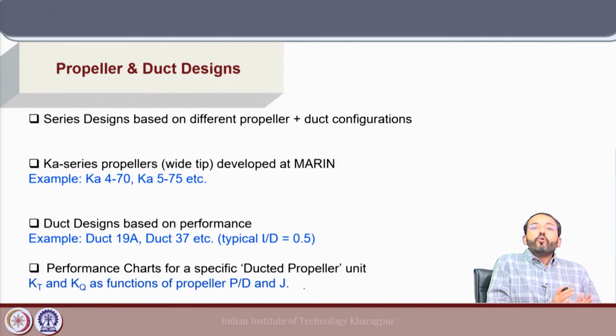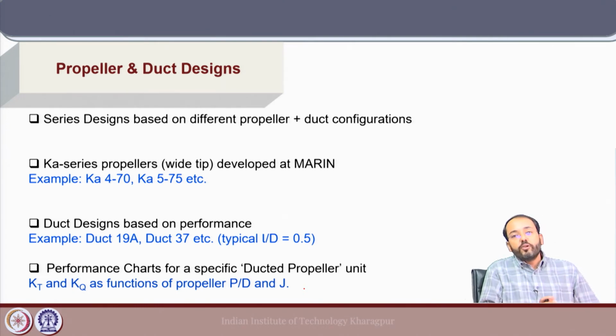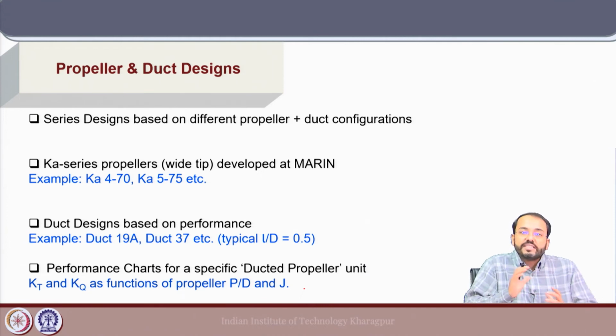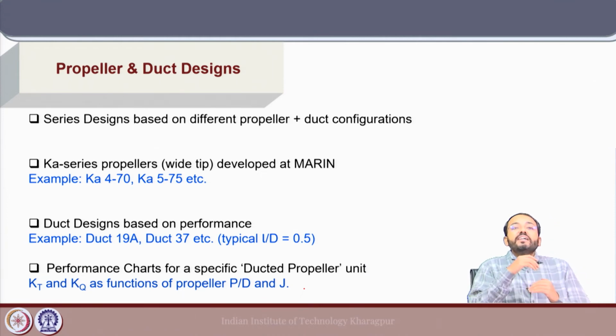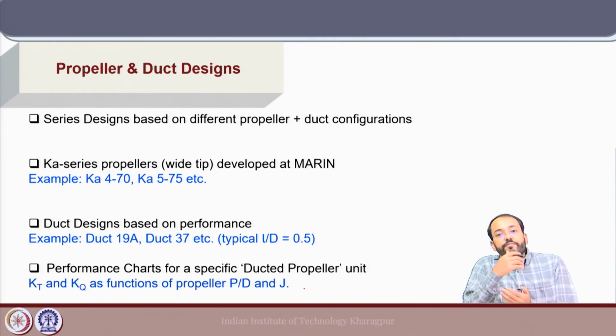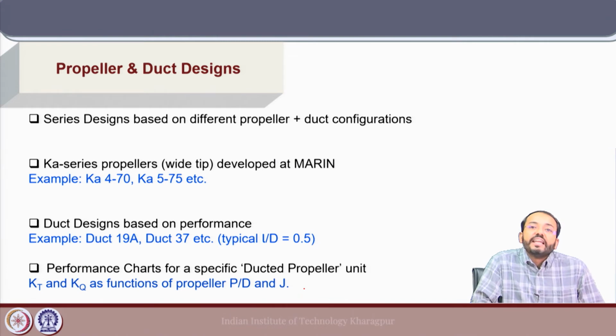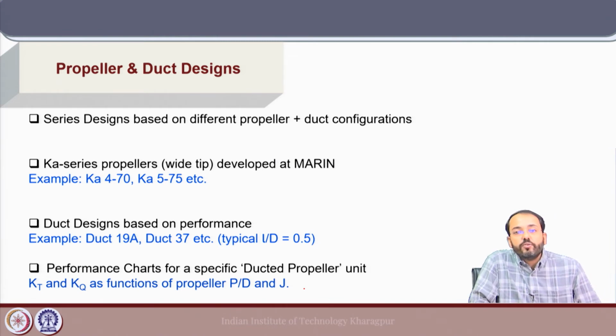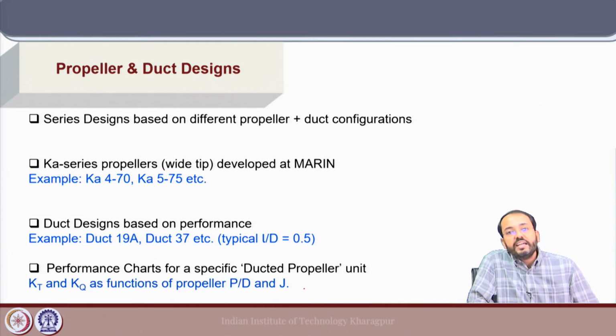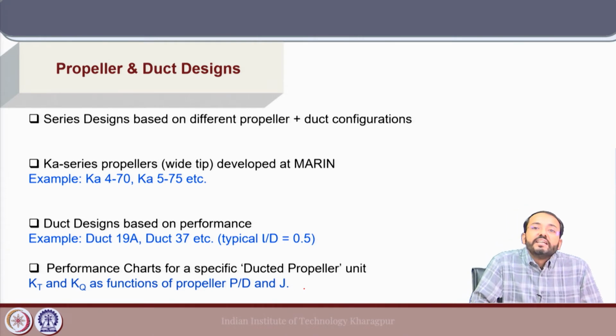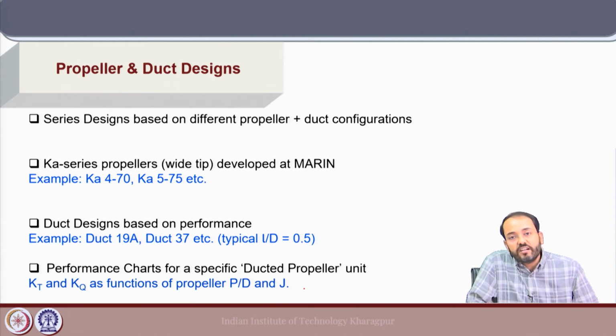Now, just like open propellers, for ducted propellers also there are certain series designs which are developed based on different duct and propeller configurations. For a standard conventional propeller, the designs were based on different blade types and geometric parameters like blade area ratio, pitch ratio, number of blades, etc. Similarly, for ducted propellers, certain series designs are available for the propeller as well as duct configuration.